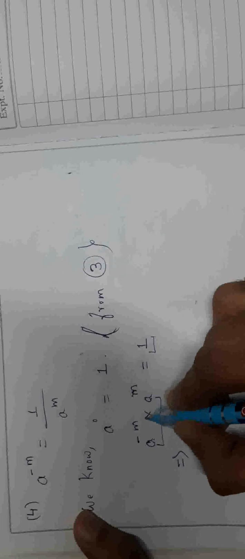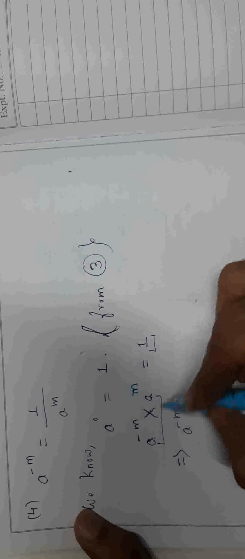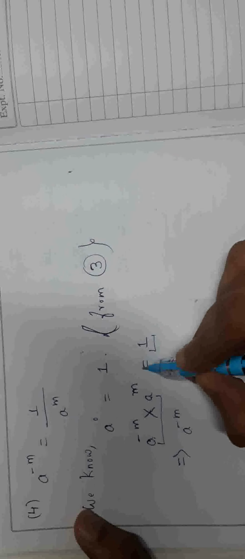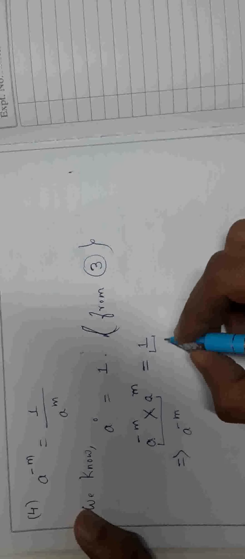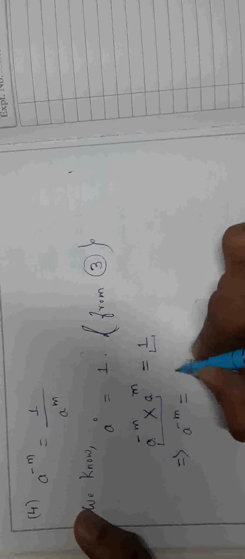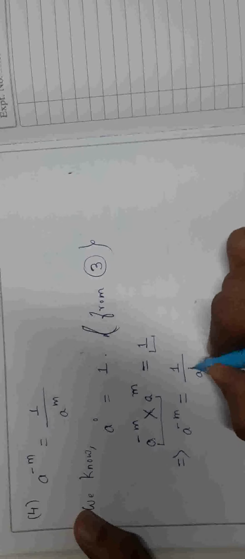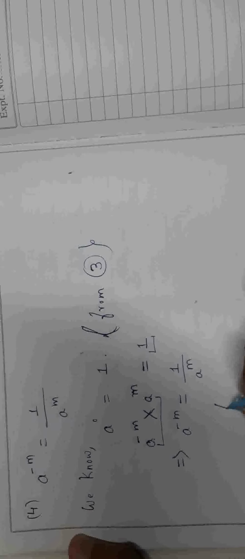Now a to the power minus m, here it is multiplication symbol. We know when the multiplication, or the value that is related with multiplication, is transferred to the right hand side of equal to, it converts into division. Multiplication converts into division. Therefore a to the power minus m is equal to 1 by a to the power m. So that is how the fourth formula is also verified.